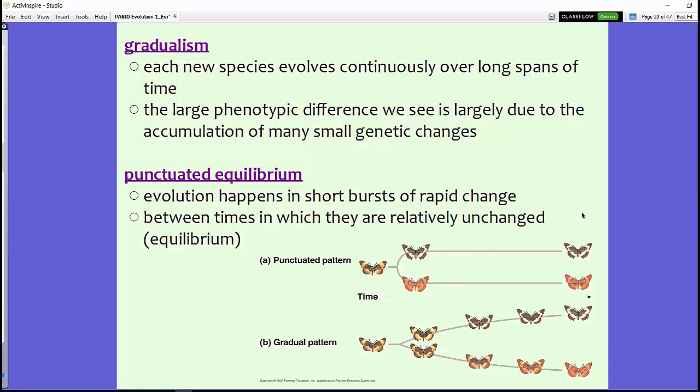So with these two ideas of speciation, we have an idea, using the fossil record, about how species come about and how they evolve over time, by either these rapid bursts or long periods of evolving continuously over time.